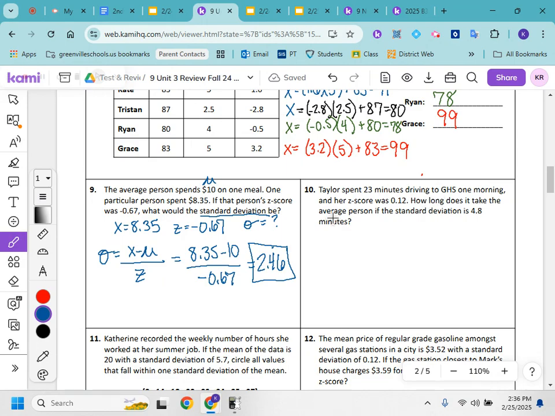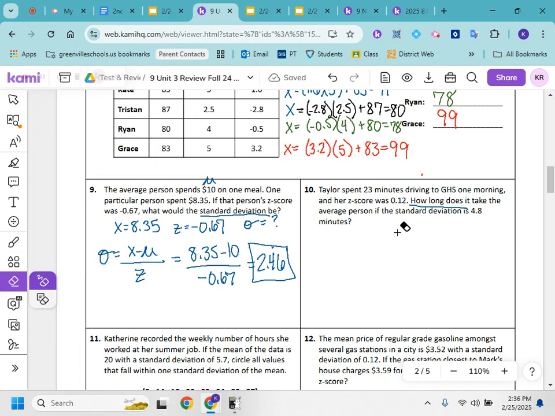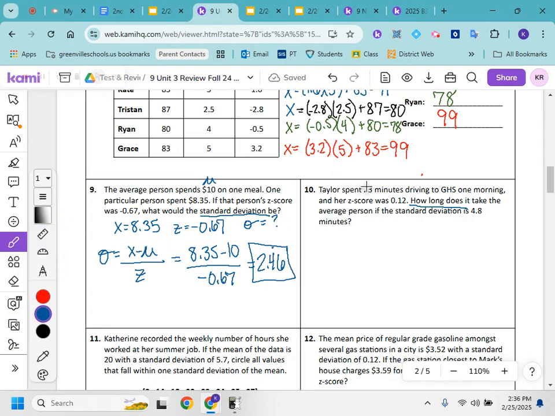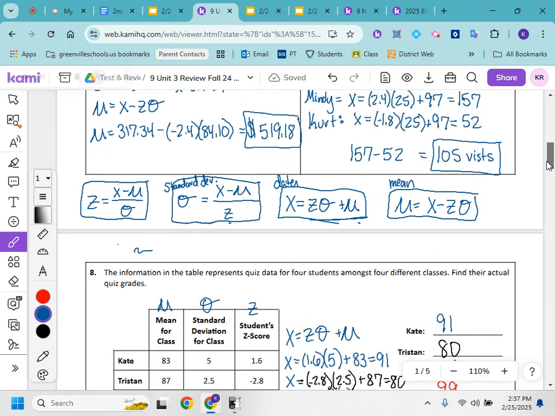How long does it take the average person? That's X, what we're looking for? Taylor spent 23 minutes driving to Greer High School. No, it's not. We're not finding X, because that's X. Taylor spent 23 minutes driving to Greer High School one morning. Her z-score is 0.12. How long does it take the average person, so the mean, if the standard deviation is 4.8? So we're looking for the mean.